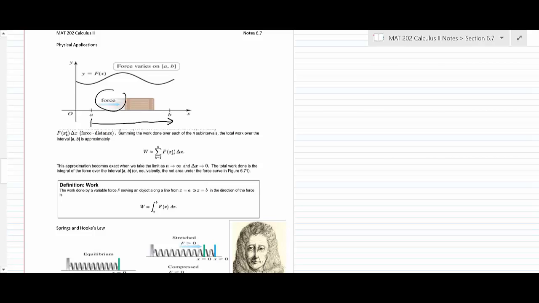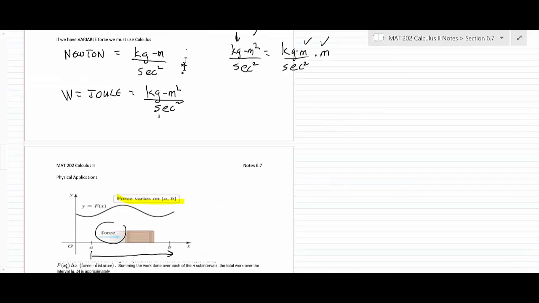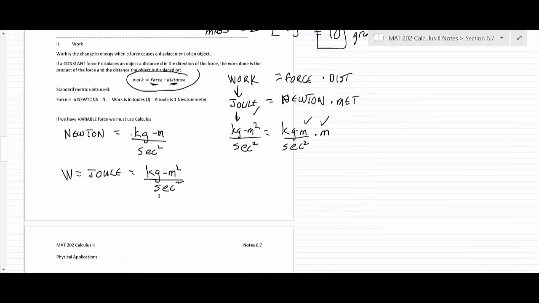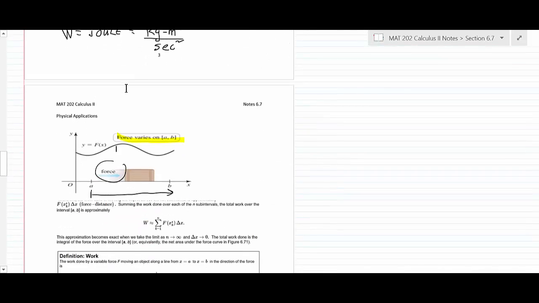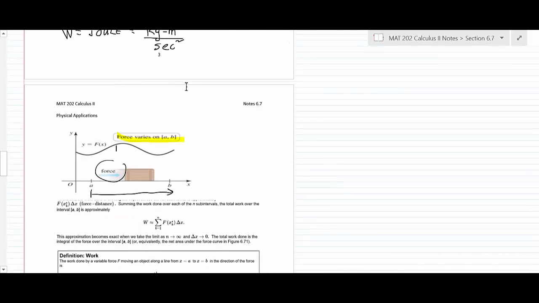And again, the reason that we use calculus is because the force may vary. If you were pushing an object at a constant force, then you wouldn't have to use calculus. You would just do this formula. You would just do force times distance and get work, but that's only if the force is constant. Now it's variable, and that's why calculus is all over the place in physics, okay?